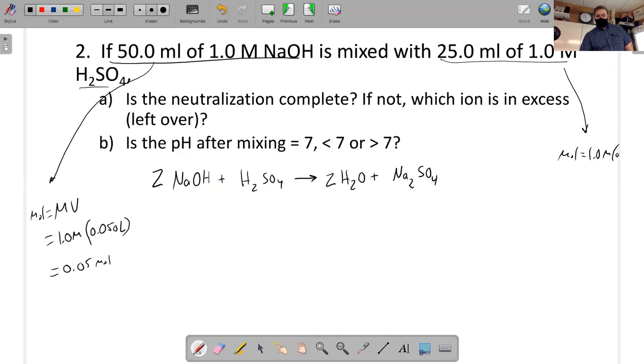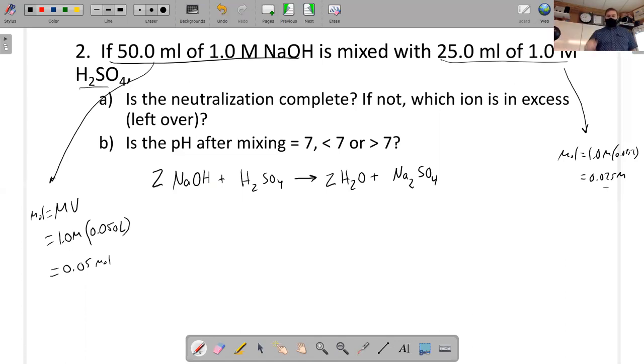And then 25 milliliters of 1 molar sulfuric acid, it's the same as the last one. 1 molar times 0.025 liters is 0.025 moles. But in this reaction, for every 2 sodium hydroxides, you only need 1 H2SO4. And it turns out you have twice as much sodium hydroxide as you have H2SO4.